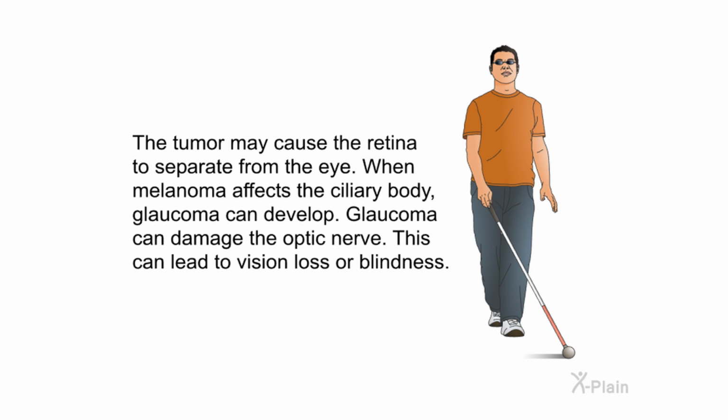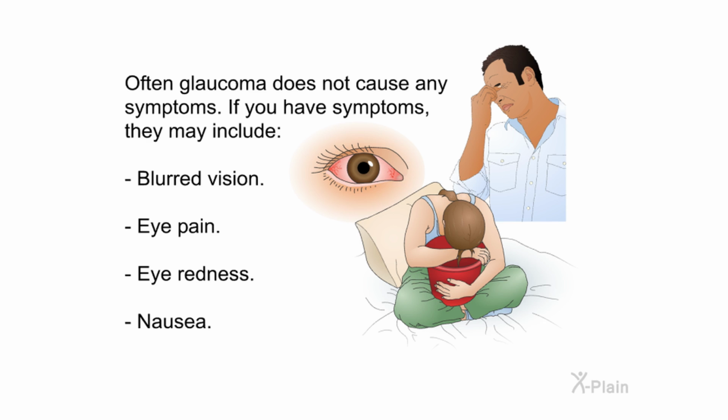The tumor may cause the retina to separate from the eye. When melanoma affects the ciliary body, glaucoma can develop. Glaucoma can damage the optic nerve. This can lead to vision loss or blindness. Often glaucoma does not cause any symptoms. If you have symptoms, they may include blurred vision, eye pain, eye redness, nausea.